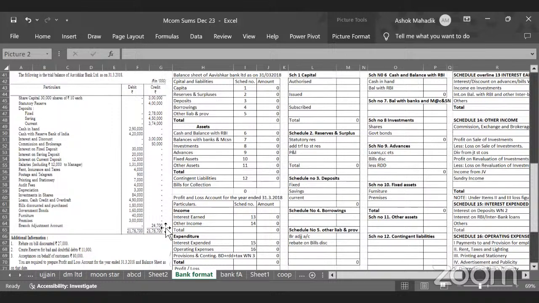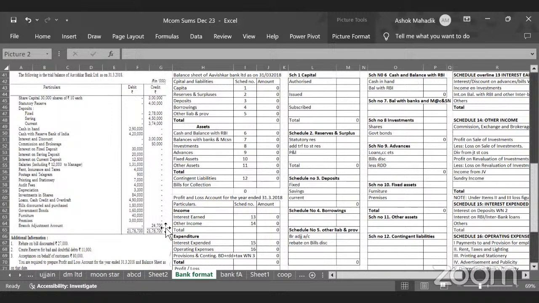So what I have done, I have managed to fit all the schedules on one page, which is visible to you. In the balance sheet, we know that we have schedules 1 to 12, and in the P&L account, we have 4 schedules, 13 to 16.